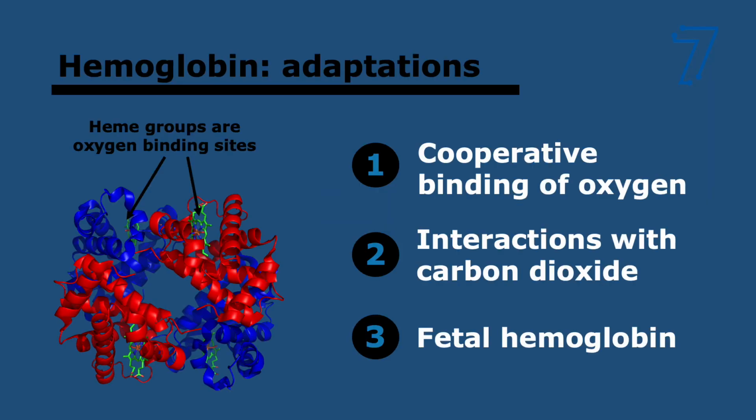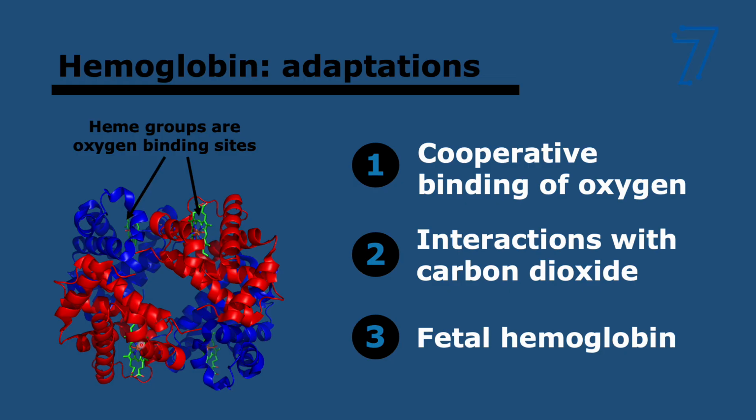Hemoglobin. So this is a bit more complex. So hemoglobin, we've looked at it before. It's a protein found in red blood cells, and it's used to transport oxygen. So if you remember, hemoglobin has 4 subunits. It has a quaternary structure. And each of the 4 subunits in a hemoglobin molecule has a heme group, which you can see here in green. And that acts as a binding site for oxygen.